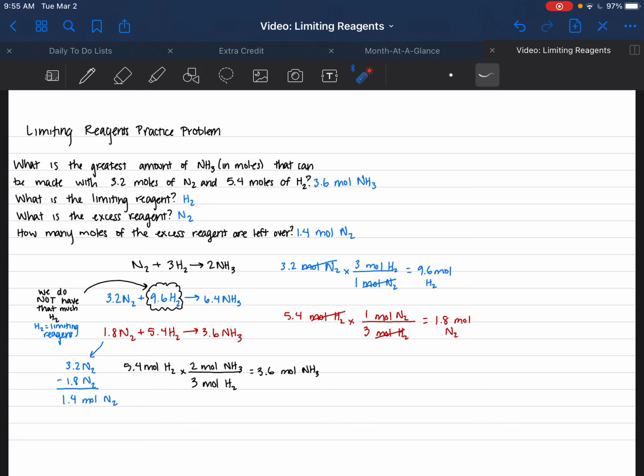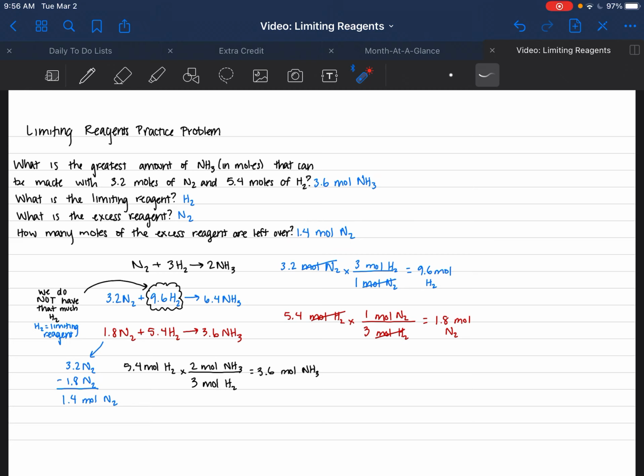How do we know that? Right here, if we have our 5.4 moles of H2, we only need to use 1.8 moles of N2, but we were given 3.2 moles. So that tells us we have an excess of N2 that we didn't even use. So how much excess did we have? That 3.2 we were given minus the 1.8 that we end up needing, we have 1.4 moles of N2 left over. So that's what I put for your answer right here.